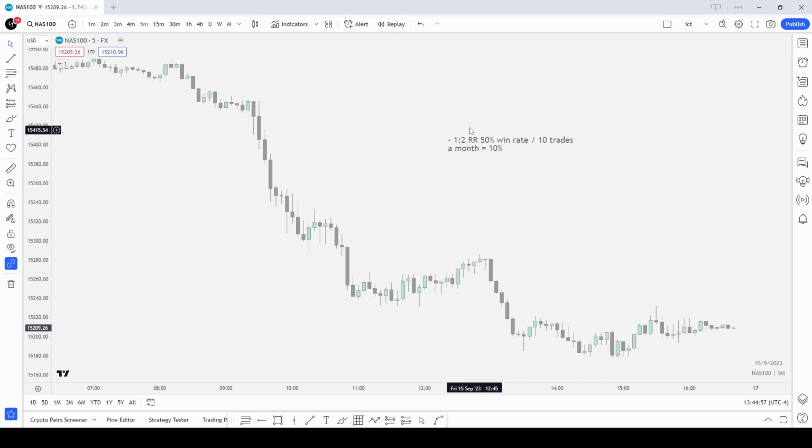And when we have a 1 to 2 RR with just a 50% win rate, and this strategy has a much higher win rate than that, which I've discovered through backtesting and a bunch of other things, other people using the model. Just a 1 to 2 RR, 50% win rate, 10 trades a month is 10%. So to put that into perspective, on a 100k account, 10 trades a month with all of these parameters, just using this strategy every day on the same pair, same time frame, same everything, that would be $10,000 on a 100k account. After your profit split, that's about $8,000 you're taking home a month.